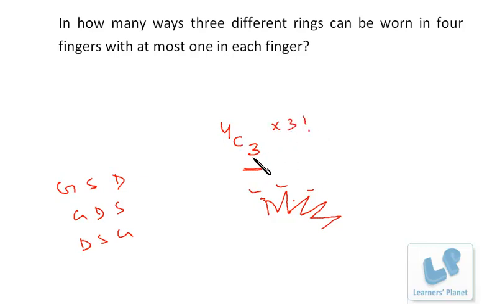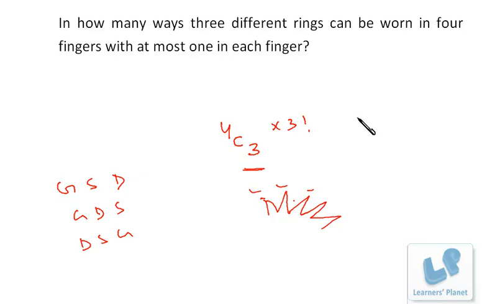So till here I have done the selection. Then after selection of the 3 fingers, I arranged the 3 rings in 3 factorial ways. So it is selection and then arrangement. If we wish to use the term, this is what permutation is. And if we don't want to use that, that's perfectly all right, because we have done the selection and the arrangement manually. So 4C3 into 3 factorial we have to calculate.